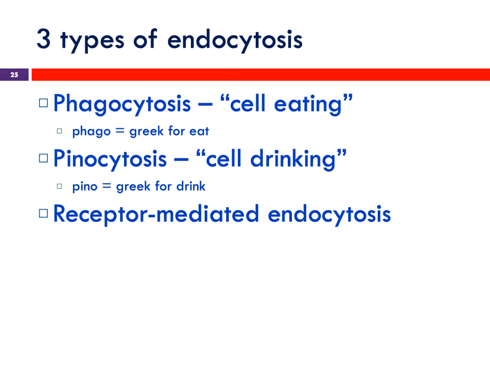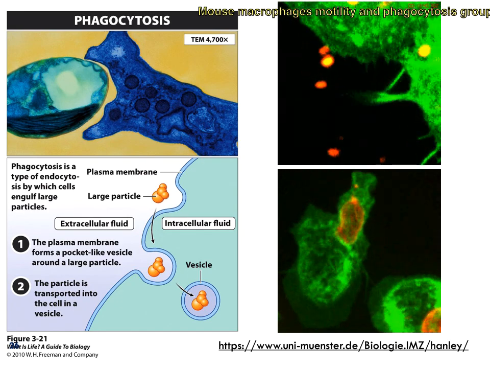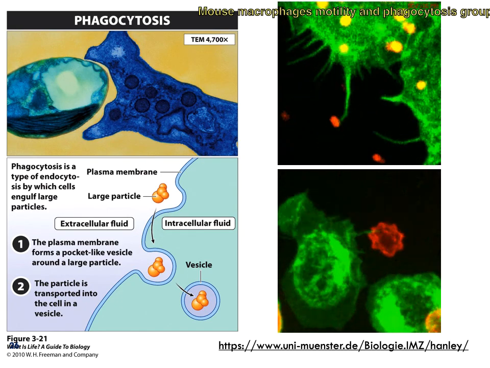So phagocytosis is cell eating. Phago is the Greek for eating. Pinocytosis is cell drinking, and surprisingly, pino is Greek for drink, and then there's something called receptor-mediated endocytosis. So here is your phagocytosis and recycling the bacteria, or the bacteria getting eaten.